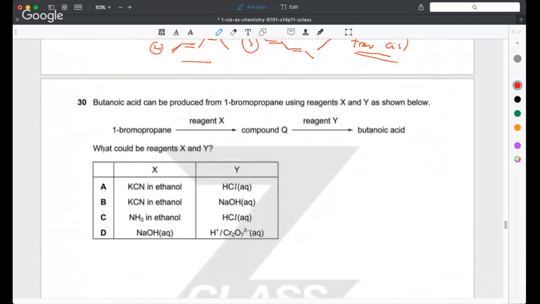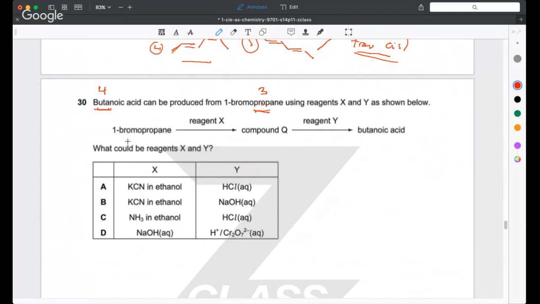Okay, so the thing to spot here is, look at these stems. So that's prop, so that means 3 carbons, and the result at the end is but, so that's 4 carbons. So immediately we can see by looking at the names of these compounds that we're extending the carbon chain by 1 carbon. We're going from a prop stem to a but stem.